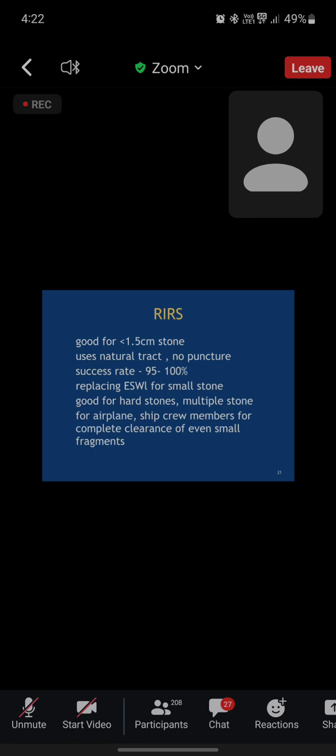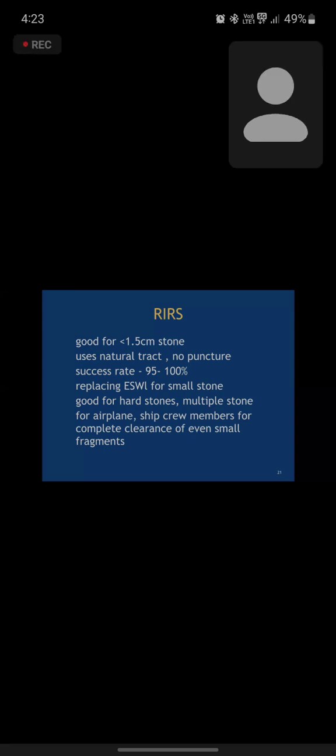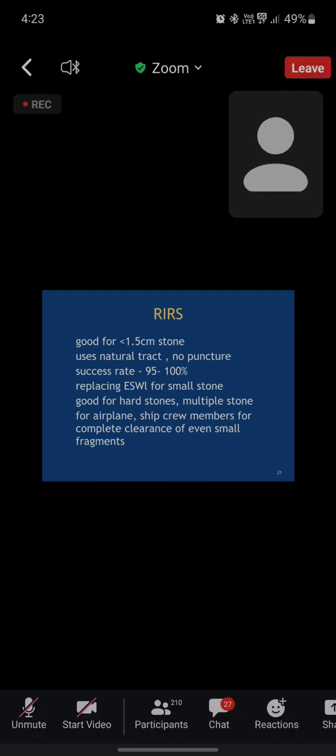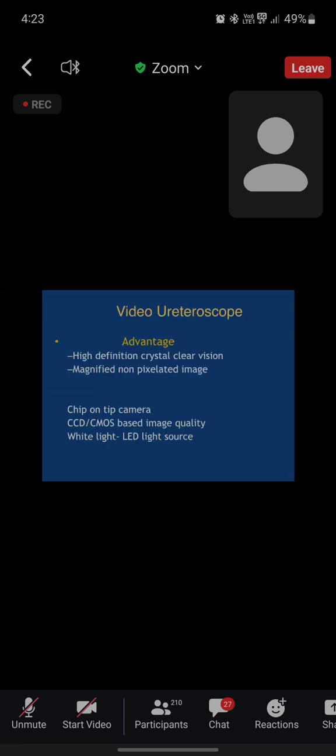RIRS is now a very commonly used procedure for smaller stones, less than 1.5 centimeters, which uses the natural tract. No puncture to the kidney or skin is required. We can directly see the stone and break it with the laser, so harder stones can be fragmented with it. And if there are multiple small stones in people who work in an airplane or as ship crew members, which requires complete clearance, where even a small fragment cannot be left, they are very much helped by this procedure.